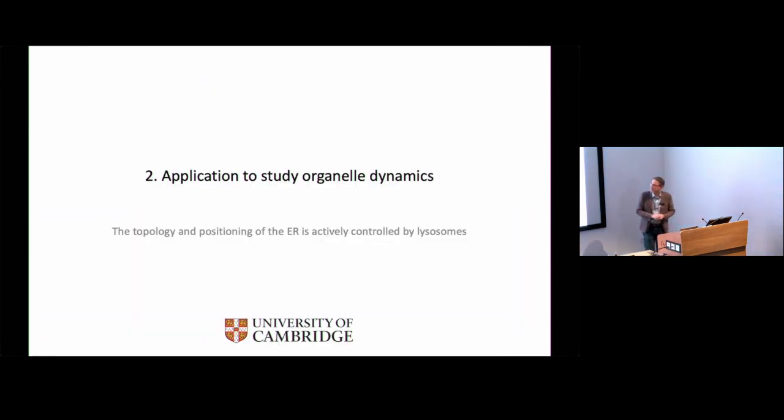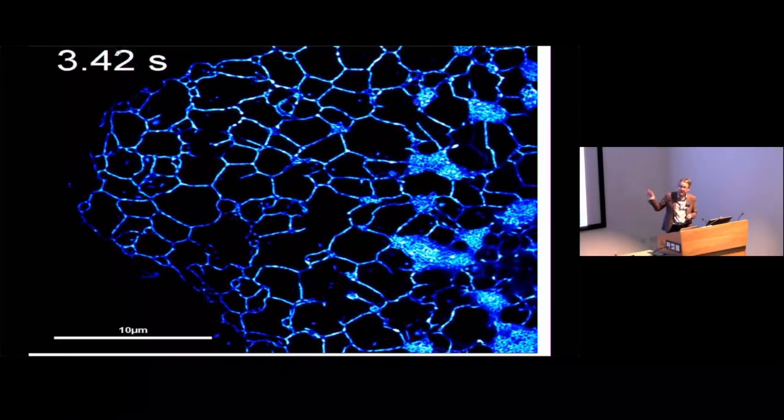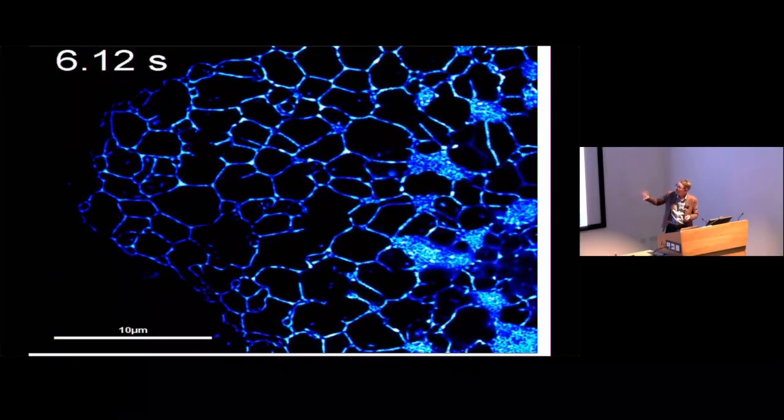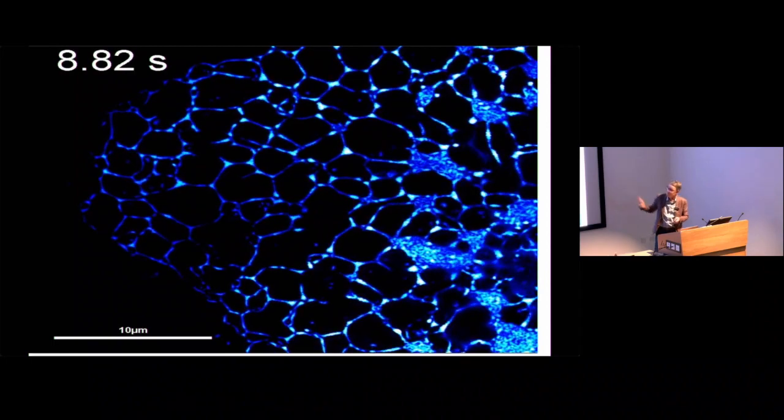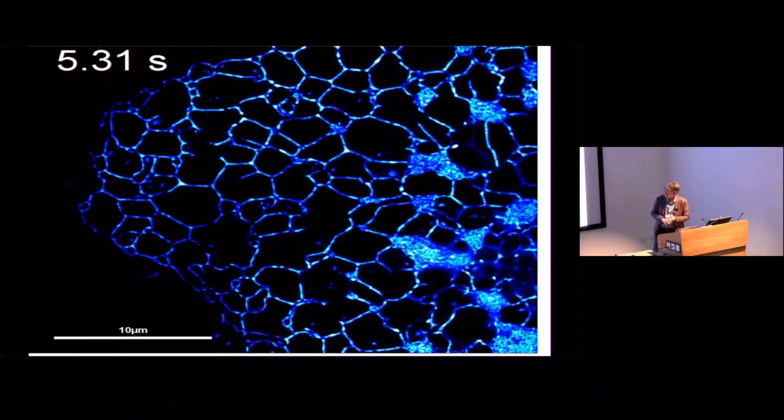So what do we do with these things? I'll show you two applications. We're now able to very quickly image things that go on inside the cell. So we looked at the ER. You can now look in live cells at the ER network and see how it's dynamically changing. You see the sheet and tubule structure in there.